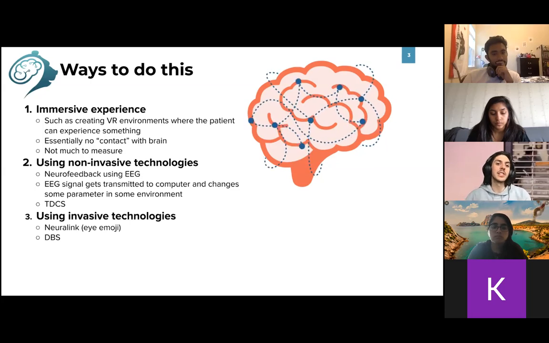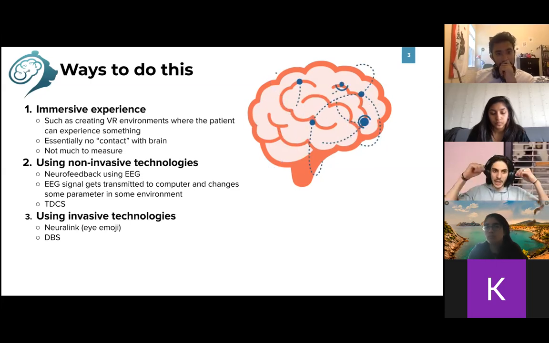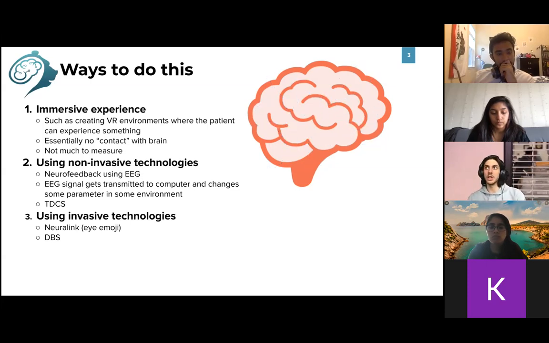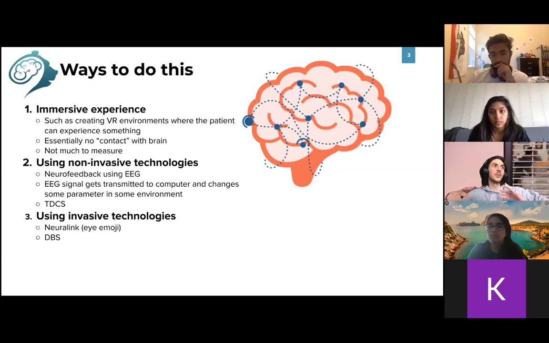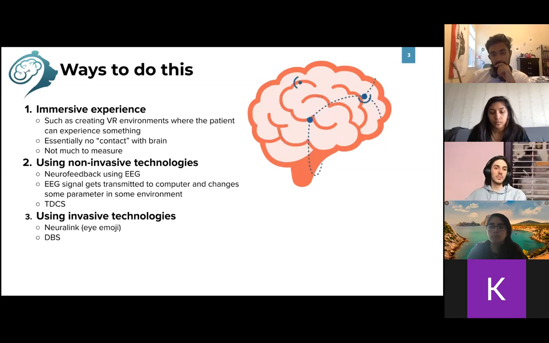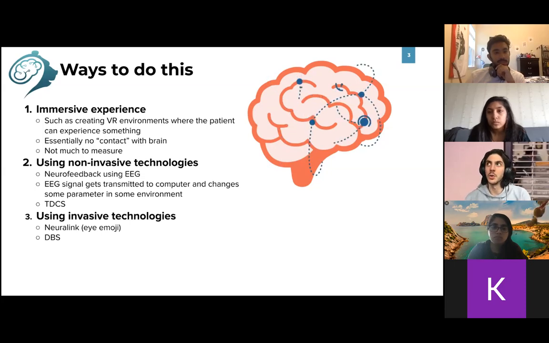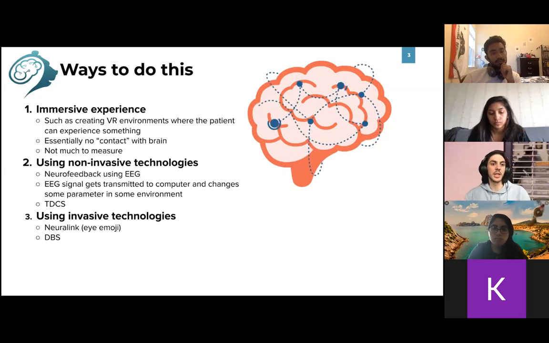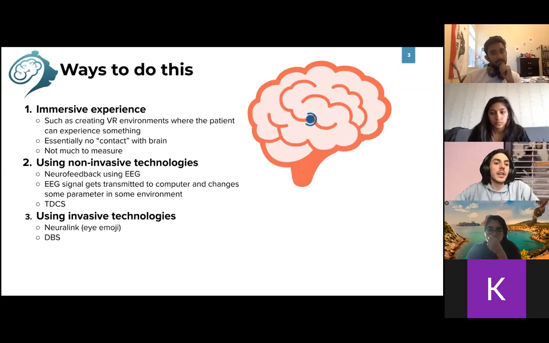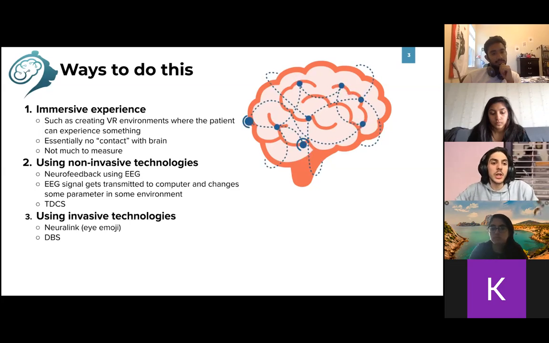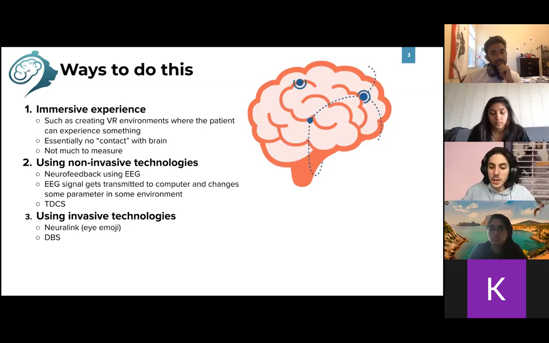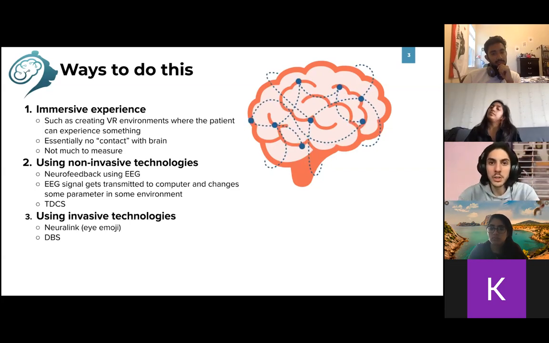But in this case, there's essentially no direct contact with the brain. You're not plugging electrodes in your brain and trying to change the neuroplasticity, for instance. That's something that happens through psychological change. There's really not much to measure there because there's no hands-on interaction with the brain. So another way to do that is using non-invasive technologies where, for instance, you can use EEG to get the signals coming from your brain, and you use that as neurofeedback.